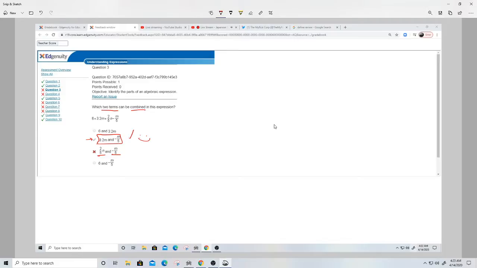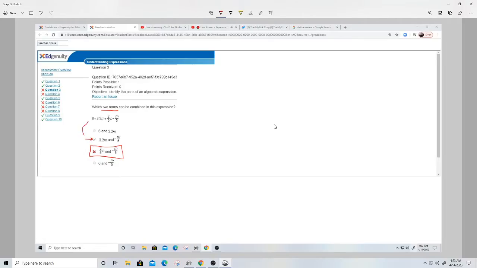So it looks like, because M and this M can be combined, but that's not the question. They want to know, like, oh, I'm sorry. I went the other way. This is the answer you picked, and that's not correct. But look at the answer that is correct.